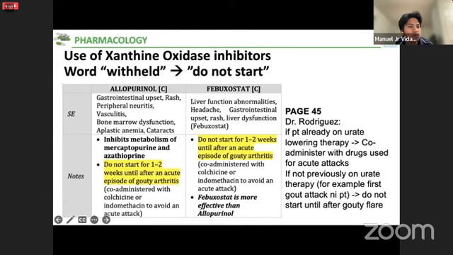Next would be the use of xanthine oxidase inhibitors. So in page 45, there's a table there. It's saying some notes for allopurinol and febuxostat administration. So we do not start instead of withholding, okay? Because if the patient is already on urate lowering therapy, then the co-administration of drugs used for acute attacks can be given. But if not previously on urate therapy, then do not start until after the gouty attacks. So please make that correction for both allopurinol and febuxostat.